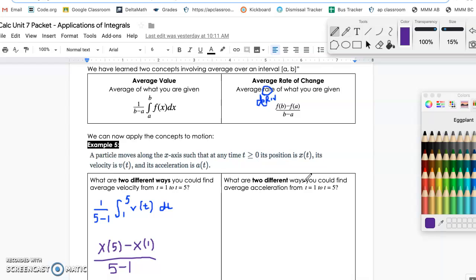Now, there are two different ways we can find the average acceleration. Of course, the first way is the average value of the acceleration. So you would have 1 over 5 minus 1 times the antiderivative from 1 to 5 of a of t dt.